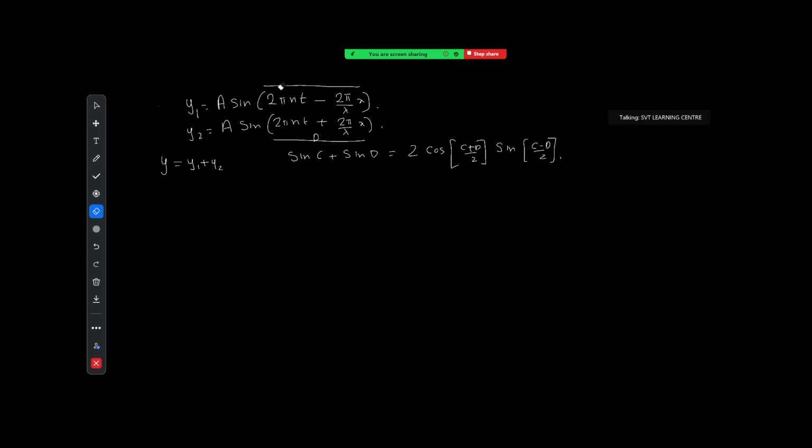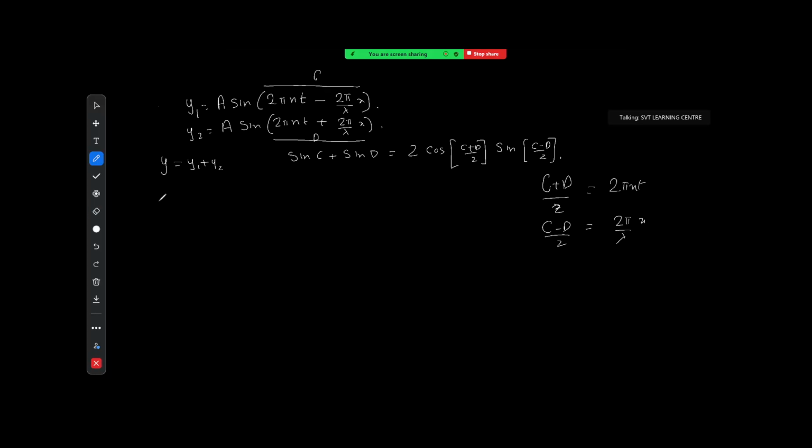So first tell me what happens if I have to write c plus d divided by 2. What should I get? See, when I add, these two terms will go, correct? So it will simply turn out to be the first term, 2 pi n t. And when I write c minus d by 2, I'll simply get 2 pi x upon lambda, correct?